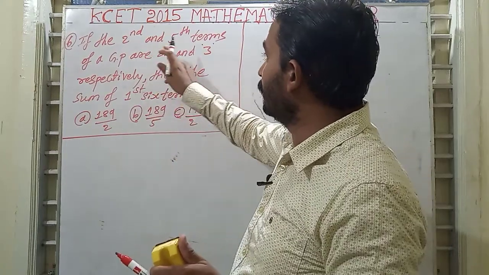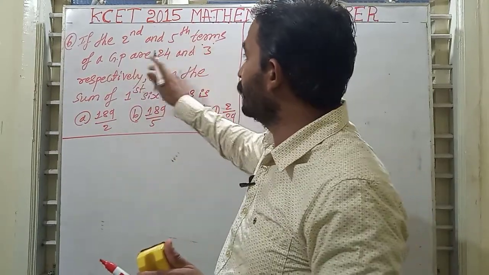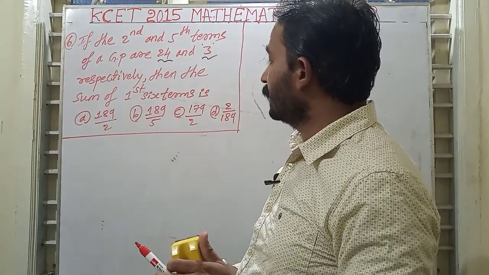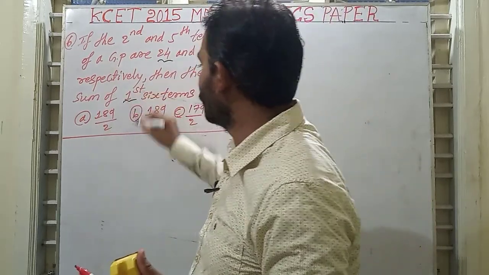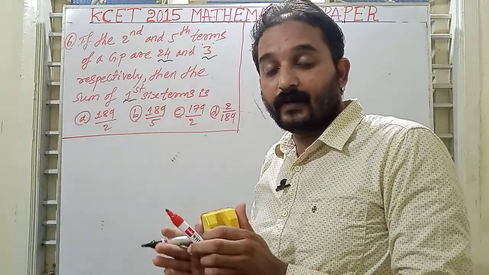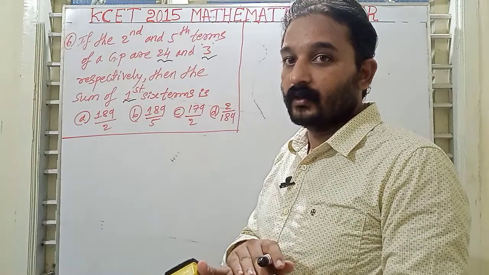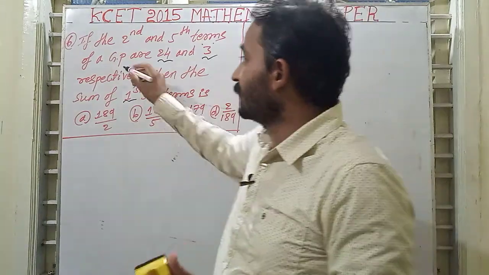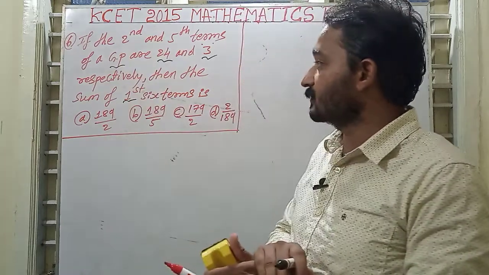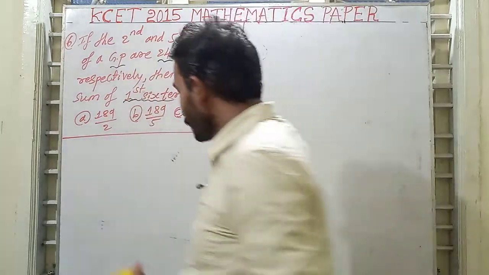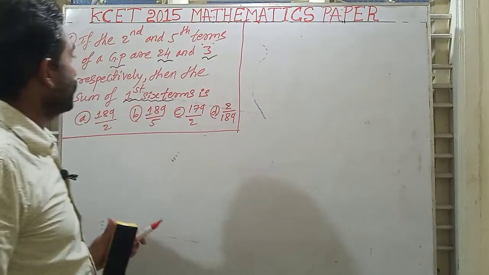If the second and fifth terms of a GP are 24 and 3 respectively, then find the sum of the first 6 terms. First we have to find the first term and common ratio, and then using the sum of the GP series formula, we find the sum of the first 6 terms. So first we have to find the first term.